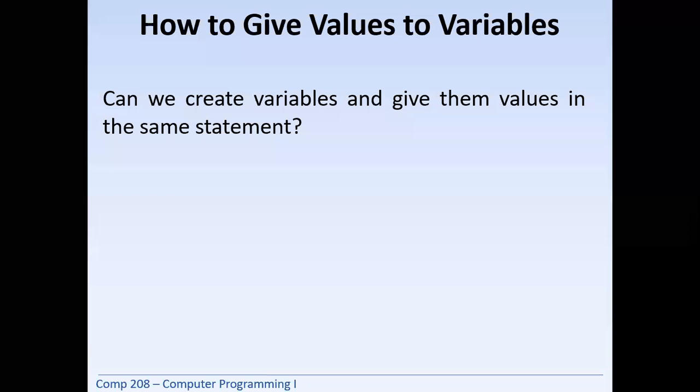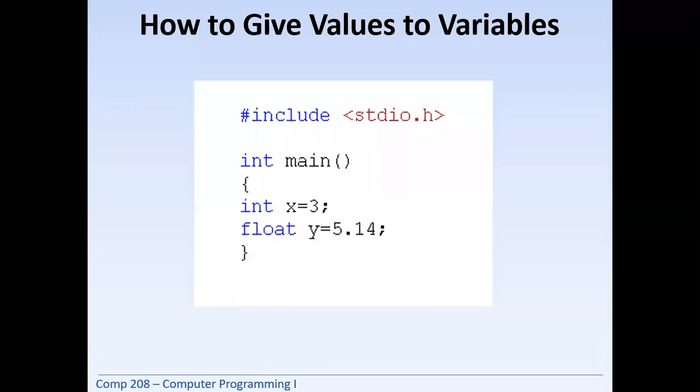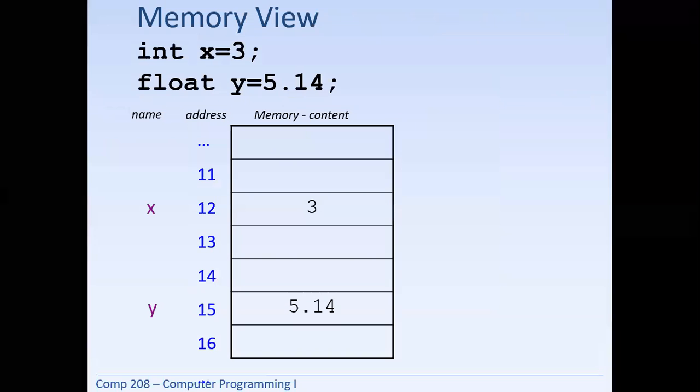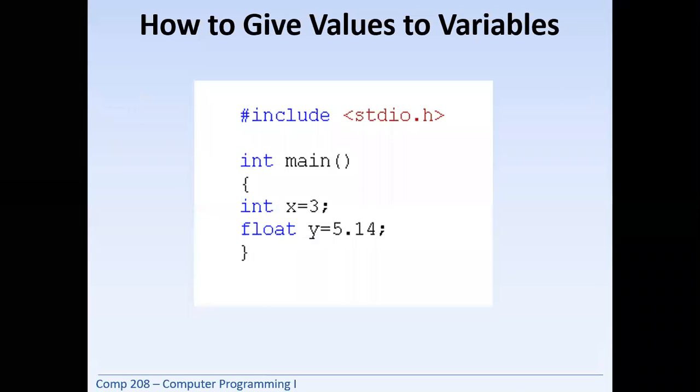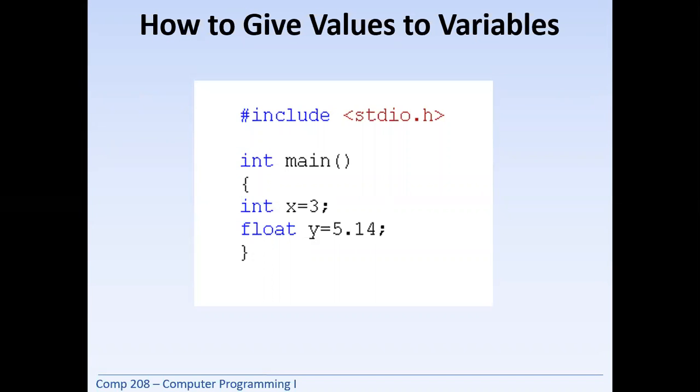Can we create variables and give them values in the same statement? Yes, we can. We can write int x equal 3, or float y equal 5.14. We can split it in two lines or in the same line. Here, in the memory, int x equal 3, float y equal 5.14.